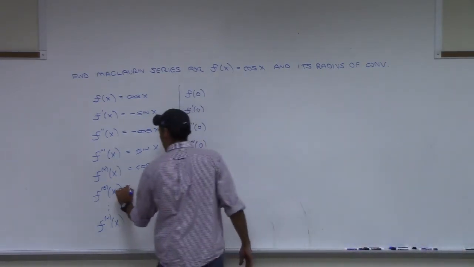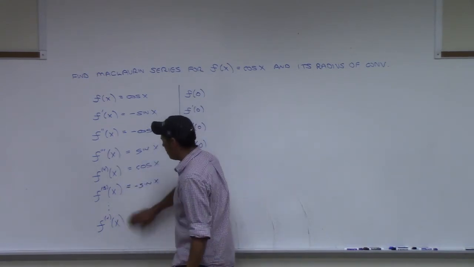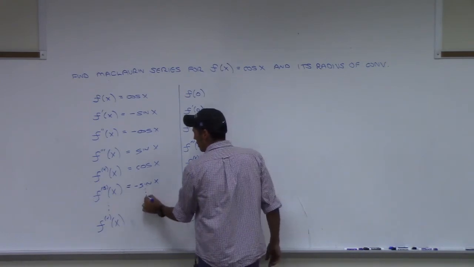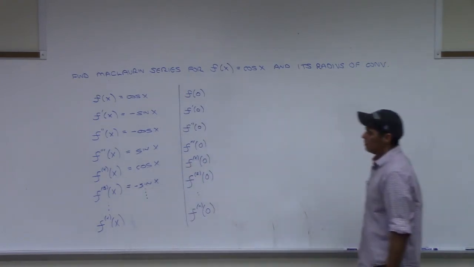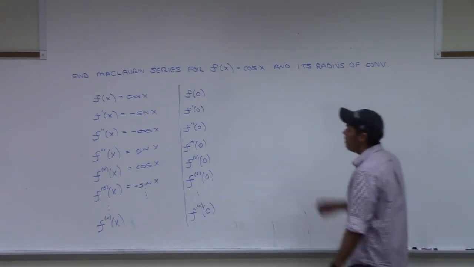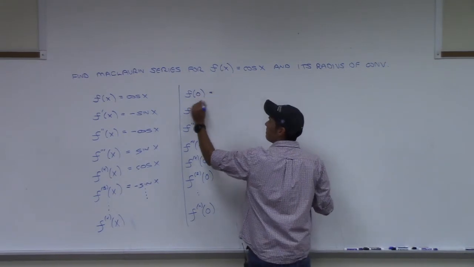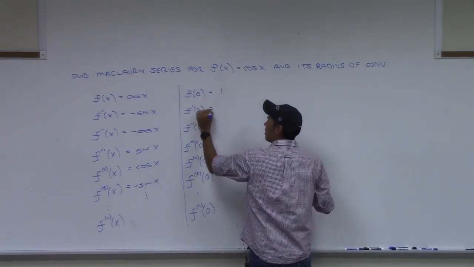Negative sine. And well, let's leave the nth for now, okay? Dot, dot, dot. You get the idea? Okay, so now let's plug in 0. So what's cosine of 0? 1. Okay, plug in 0 into this.